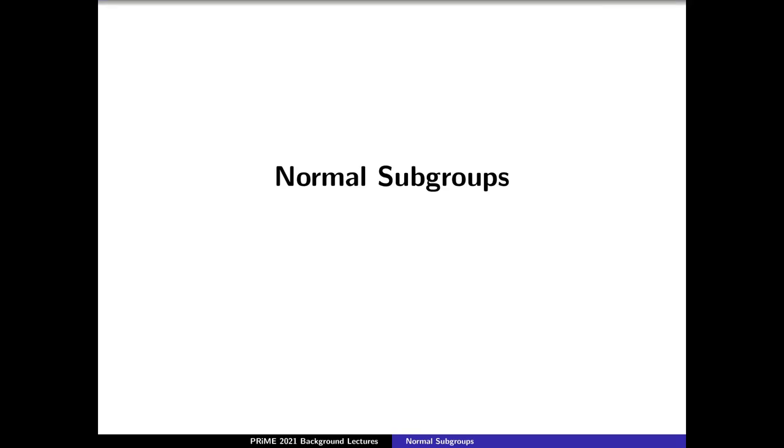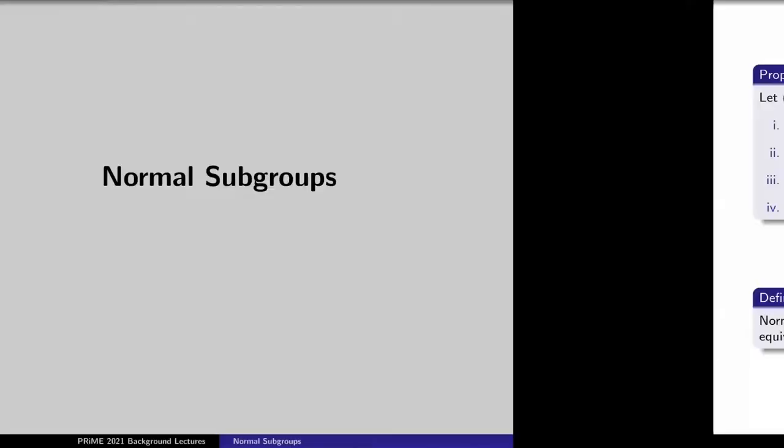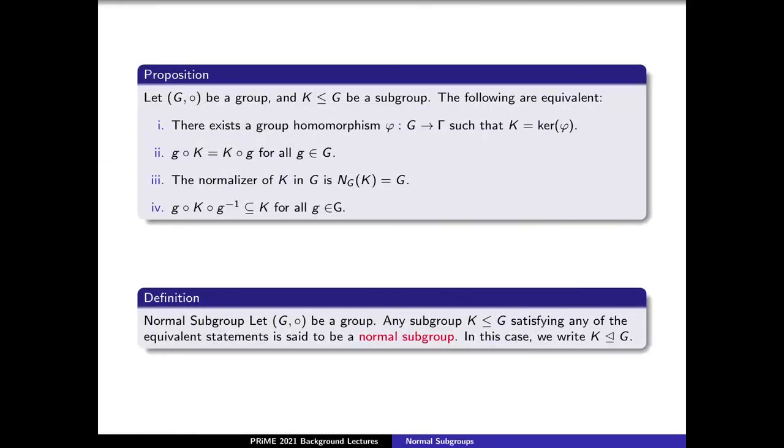And now that we have defined group homomorphisms, we can turn our attention to normal subgroups. Some examples of normal subgroups are the kernel and the image of a group homomorphism. But to make all of this precise, we're going to have the following proposition, which will allow us to define normal subgroups. So we have our group G, and we have our subgroup K of G. Now the following are all equivalent.